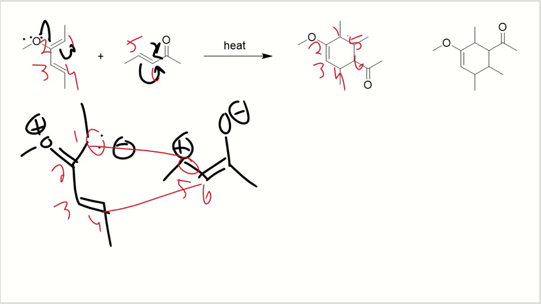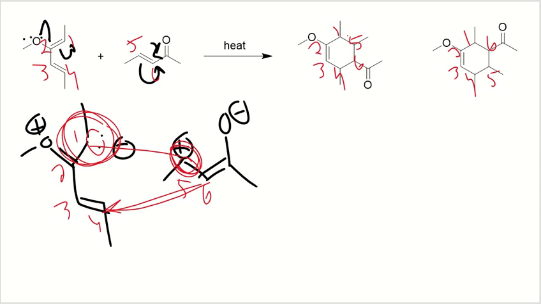Whereas the other product, the less favored product, would be the one where 4 bonds to 5 and 1 bonds to 6. That's least likely to happen because, again, looking at our resonance structures, we can see that the electron density of the diene is kind of focused there on carbon that I numbered 1, and we're electron deficient in carbon 5. So that's most likely the first bond that will form, and then 6 would bond to 4.